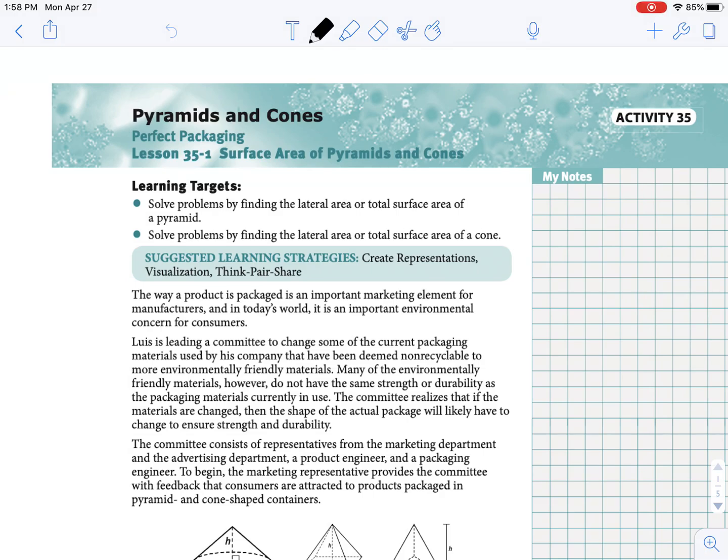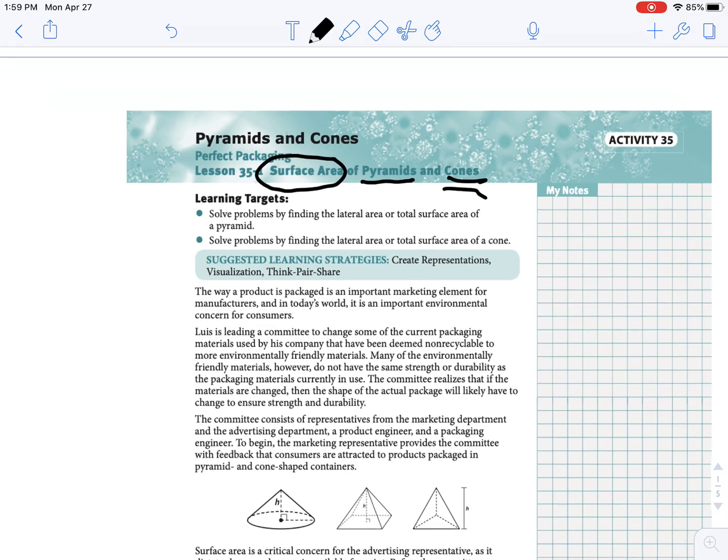Good morning, class. Today we're going to be talking about surface area of pyramids, and we're going to strictly focus on pyramids today, although you are going to see cones start to come up in the discussion. We're actually going to be focusing on cones and cylinders next week, so we'll come back to those.